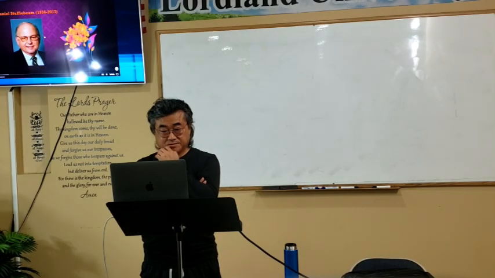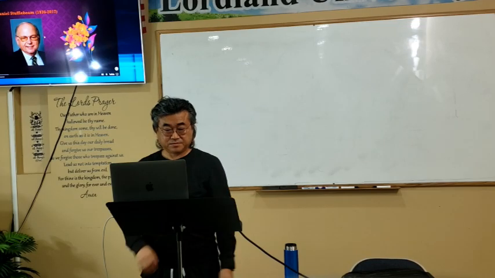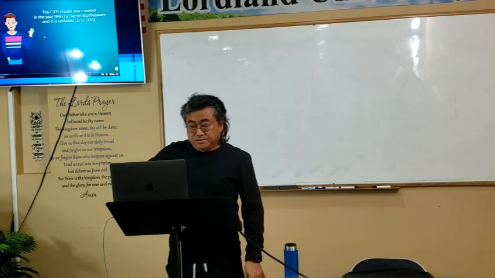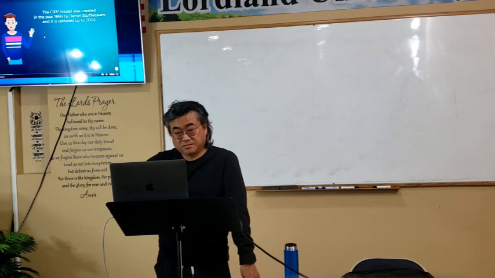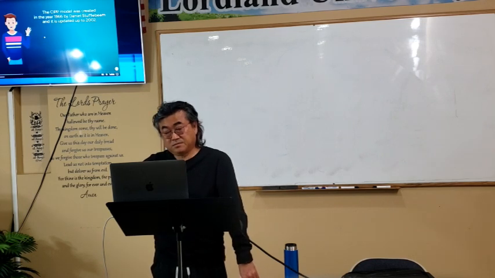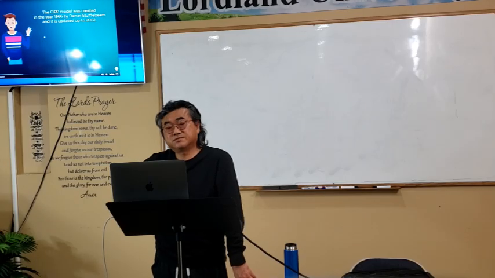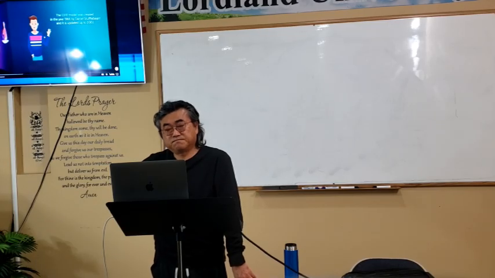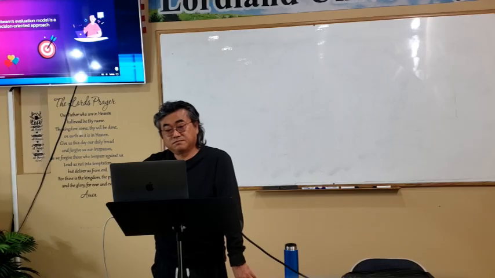Daniel Stufflebeam, 1936 to 2017. The CIPP model was created in the year 1966 by Daniel Stufflebeam and it was updated up to 2002. His evaluation model is a decision-oriented approach.